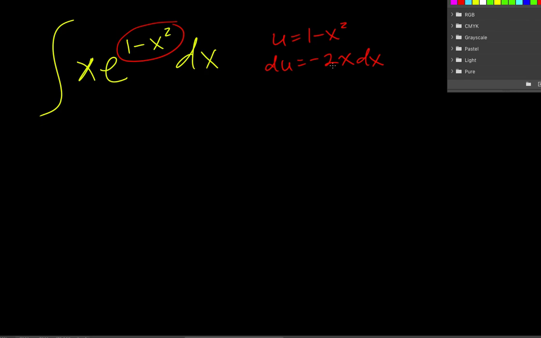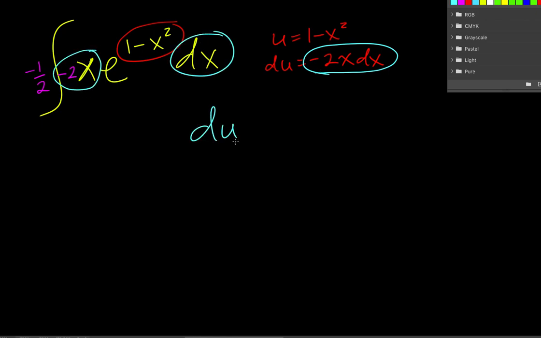Okay, there's no negative 2, but I can just put a negative 2 in there, and then I can also cancel it by doing a negative 1/2. Because if I multiply both of these purple numbers, it just becomes a 1, and so I really didn't change anything. Okay, so what I'm going to do, I'm going to find all these pieces and call them du. So I have negative 2x and dx, and those become du in my next part. And then I have this thing, and so that becomes u. So I have e to the u, and I still have my negative 1/2.